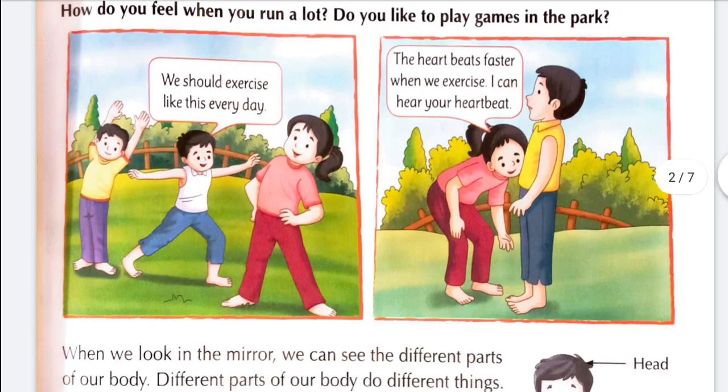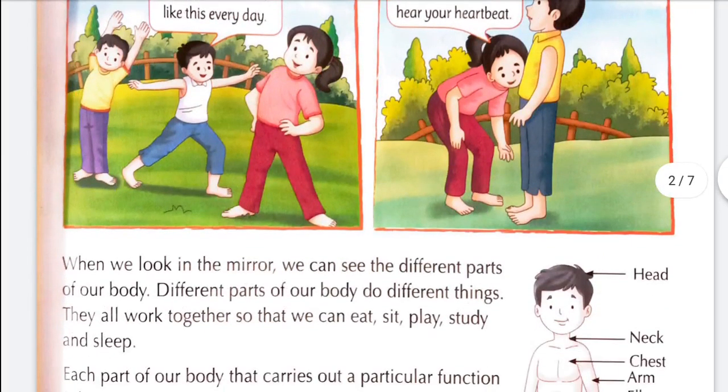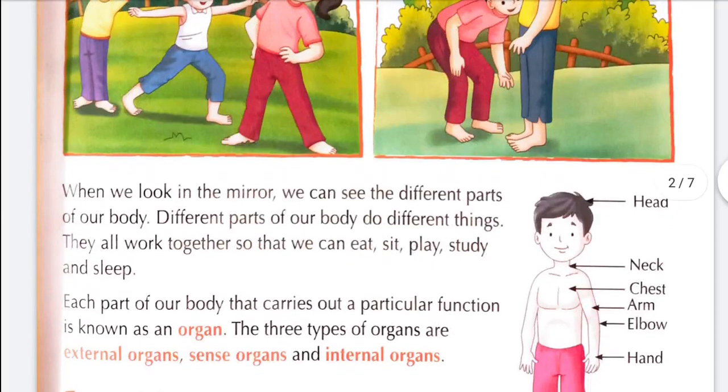Now students, I will read the chapter paragraph-wise, then I will explain it to you side by side. Okay, now let's start. When we look in the mirror, we can see the different parts of our body. Different parts of our body do different things. They all work together so that we can sit, play, study and sleep.